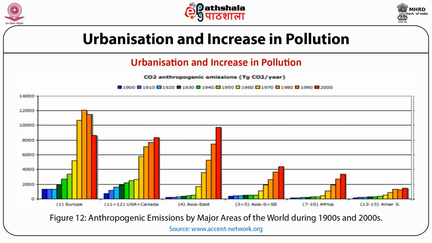The anthropogenic emissions, which are defined as the pollutants originating from the human activity, have tremendously increased during the phases of rapid industrialization and urbanization. These trends can be observed from figure 12. The figure shows that the anthropogenic carbon emissions have increased in all regions of the world during the 20th century. In the year 2000, Europe, followed by East Asia, has the highest value of these emissions.